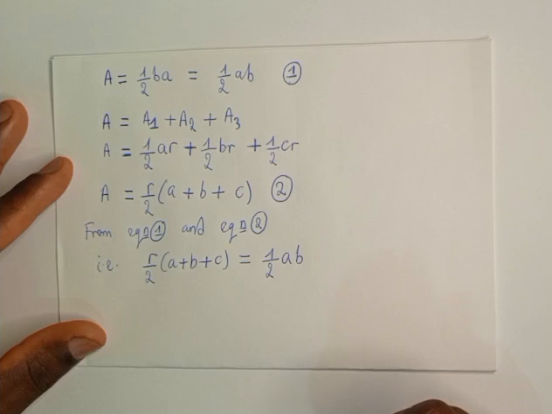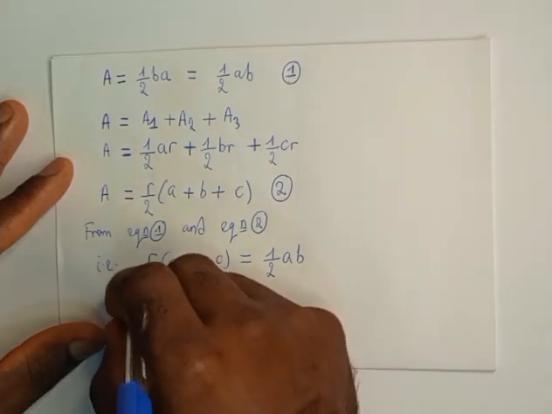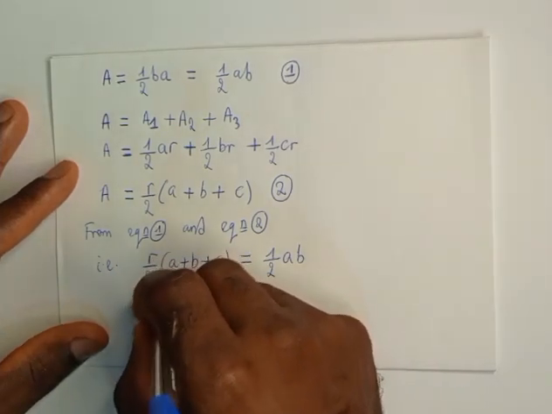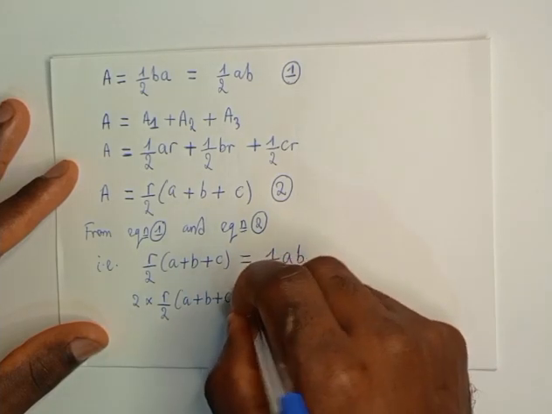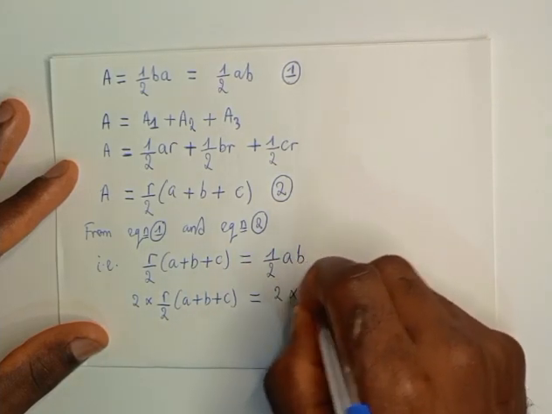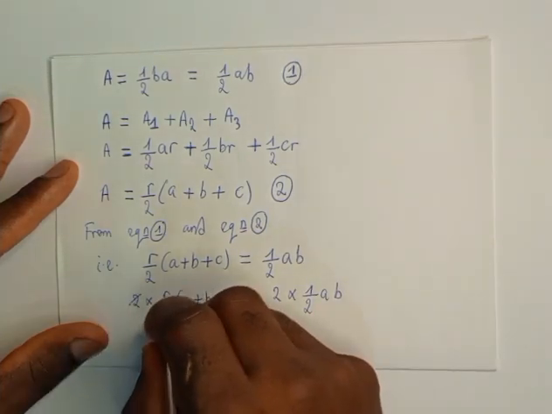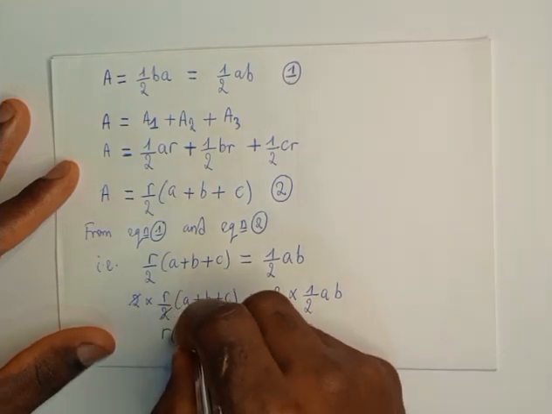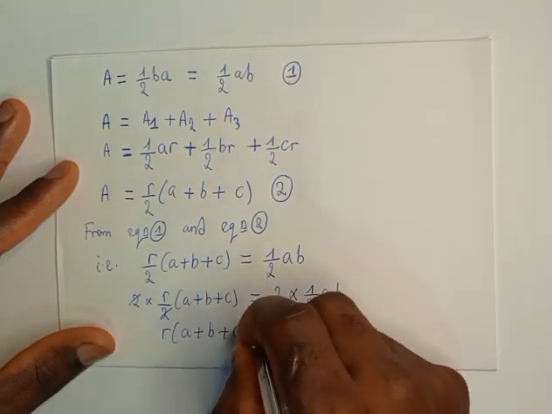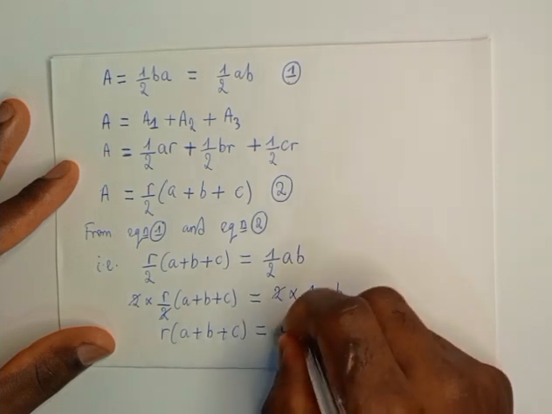Next step, we are going to multiply all through by 2. The reason why we are multiplying all through by 2 is simply because we want to eliminate 2 from the denominator. If you take 2 times R over 2 times A plus B plus C is equal to 2 times a half AB. 2 will strike off this 2. We will be left with R times A plus B plus C is equal to 2 will strike off 2 here. We will be left with AB.